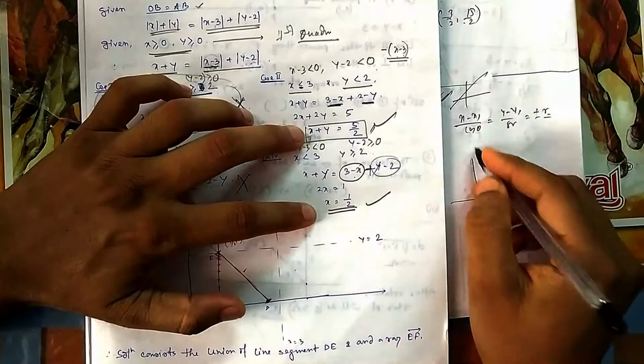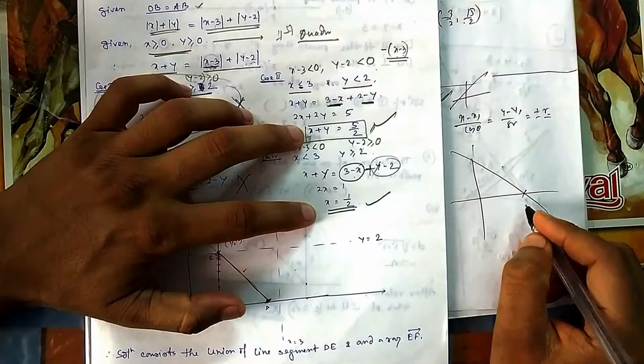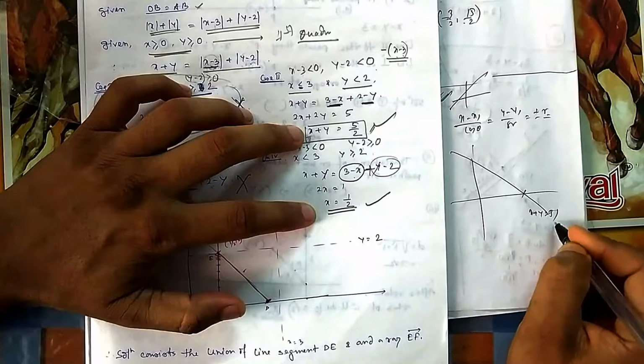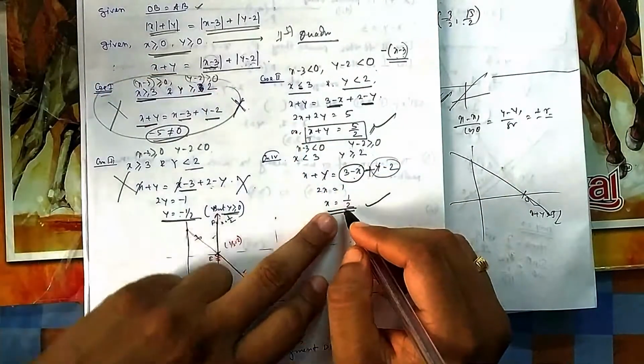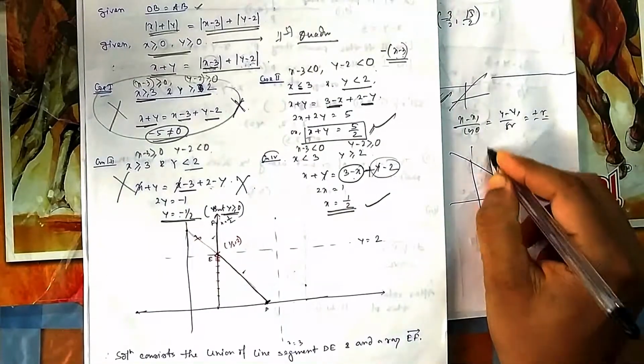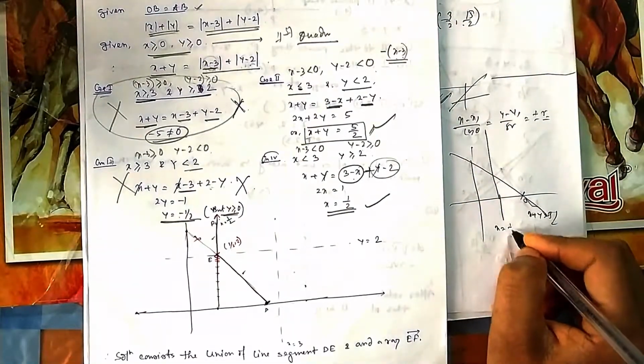So if I plot this one, x is 2.5, so this will be there, x plus y equals 5 by 2. But you cannot go into the second quadrant, so it will go up to this much. And what is this case? x is equal to half. So this is the case, x is equal to half. So this is the line, x equal to half.